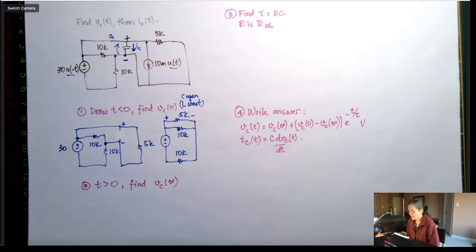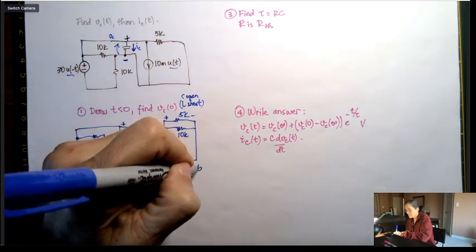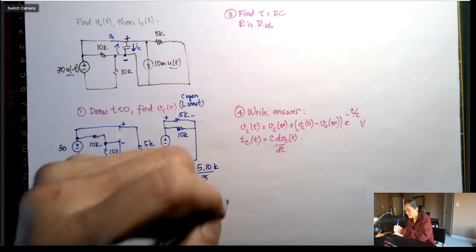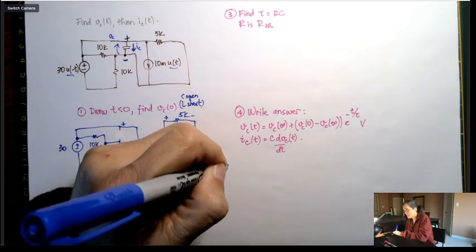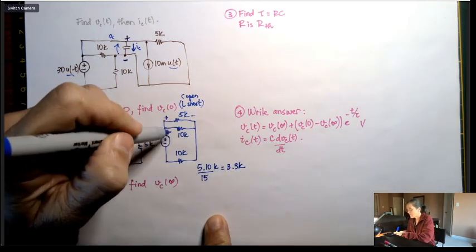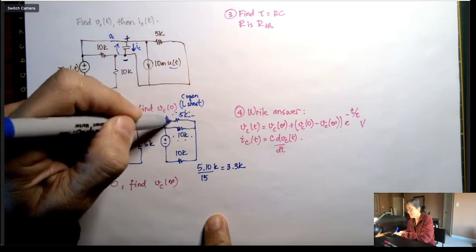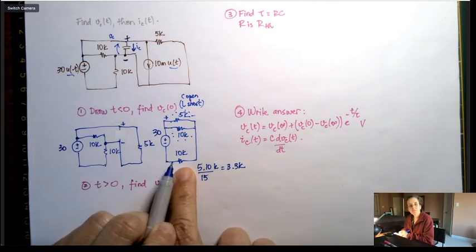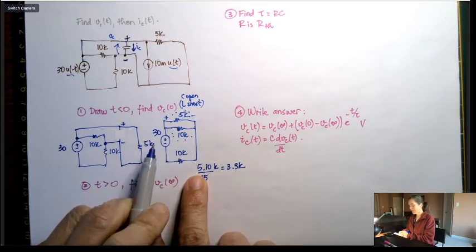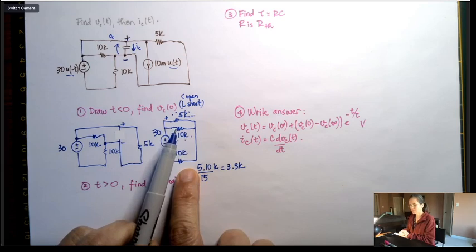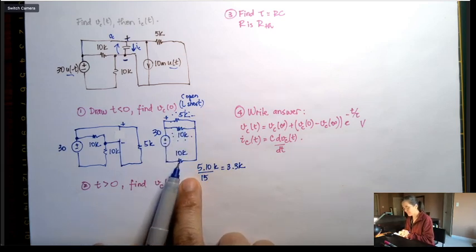So it turns out the 5K and the 10K are in parallel. Five times 10 divided by 15, times K. So this is 50 divided by 15, which is like 3.3K. And now this here, the 5 in parallel with the 10, is 3.3K. This is still 30 volts. And this guy is 10K, which means this is 13K, and it's 1/3 of the voltage goes here. I'm sorry, 1/4 of the voltage goes here, and 3/4 go here.